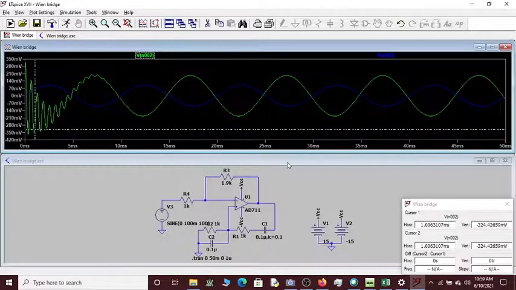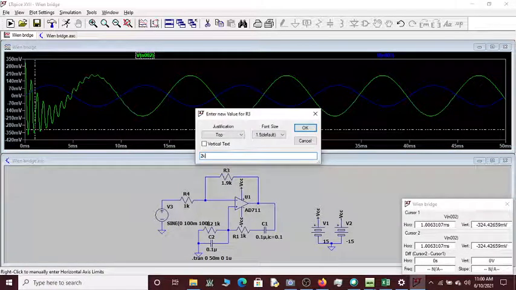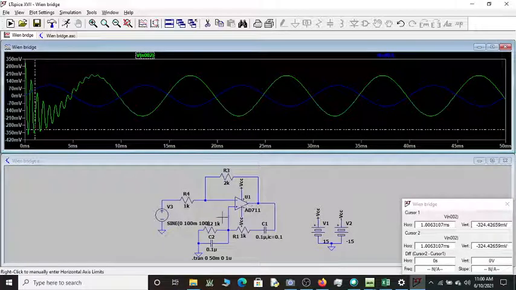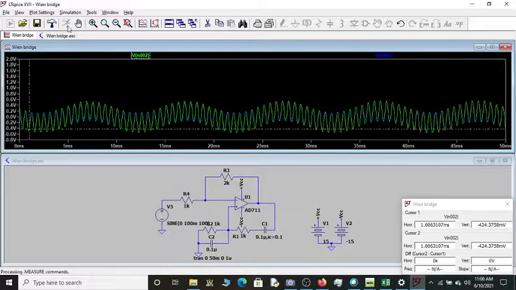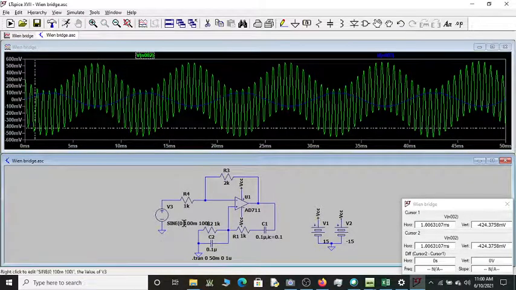So let me see what happens if you make RF as 2K. Under this condition, the feedback network is of no use because it is not satisfying that Aβ is equal to 1. The moment I make this equal to 2K, even though you may think that this is still acting like an inverting amplifier with a gain of 2, because of this feedback network and Aβ being equal to 1, see what happens if I run. Even though I'm applying an input voltage of 100 millivolt, you are getting these oscillations.